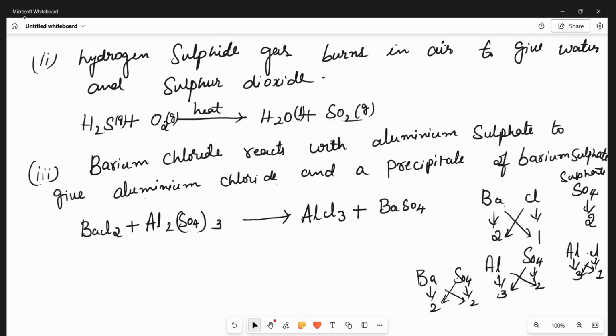Should we put an arrow mark for the precipitate? No, arrow mark we will put for the gas. You're trying to tell this down mark, that you can put. It's a precipitate. And what will be the color of the precipitate? It is white. So you will get white precipitate.